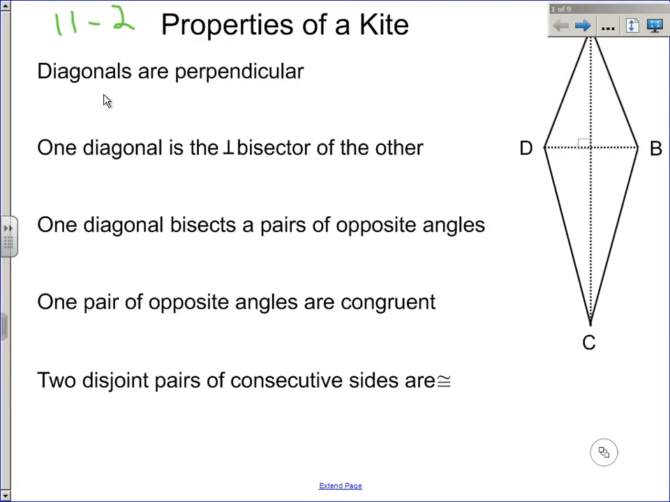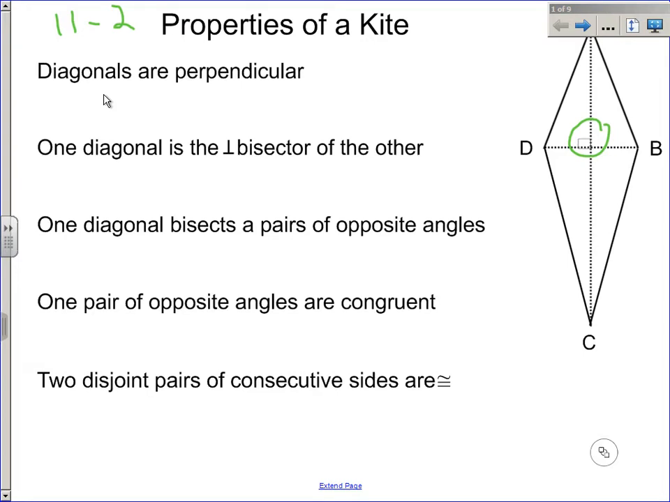So for the properties of a kite, we know the diagonals are perpendicular, so that's where we have our 90-degree angle. One diagonal is the perpendicular bisector of the other. One diagonal bisects a pair of opposite angles. One pair of opposite angles are congruent, and two disjoint pairs of consecutive sides are congruent.